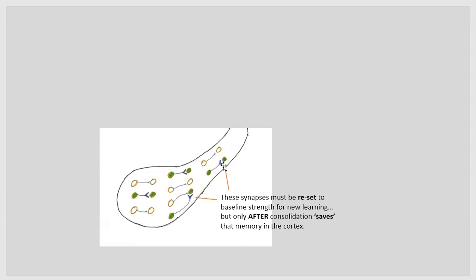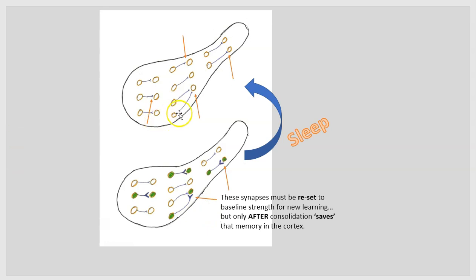So if we just kept on learning, all of these synapses will be maxed out. They would be saturated. And if you can't strengthen a synapse, you can't learn anything new. So these synapses must be reset to some kind of baseline strength for new learning. But that can only happen after we've consolidated or saved the new memories to the cortex. So we're going to see we have two processes going on during sleep, really important processes. So the goal of sleep, in addition to consolidating memories in the cortex, is to reset the hippocampus to a condition favorable for learning. So we're going to have to weaken the very synapses that were strengthened during a day's learning.